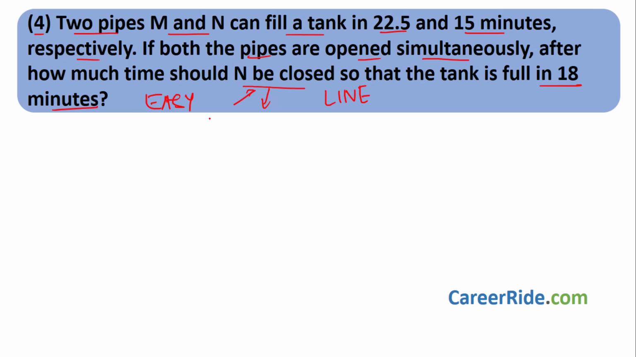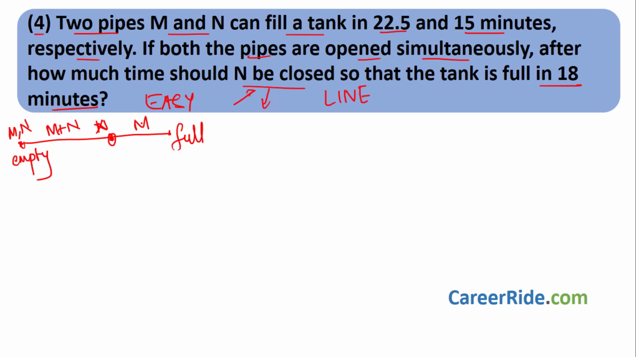What is a line diagram? It is nothing but just draw a line. Over here the tank is empty and over here the tank is full, that is the zero work done, entire work done. So pipes M and N are opened over here. They start filling the tank. After some time, say at this point, N is closed, right? And what happens now? Only M is on. Over here M and N both were on. Then N was closed. Now only M is on.